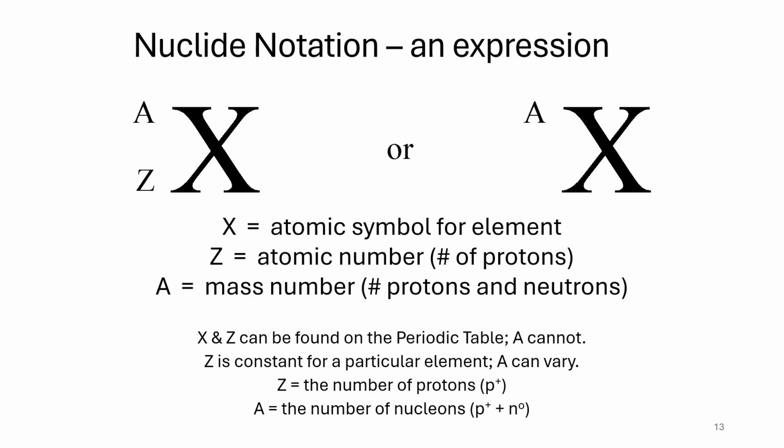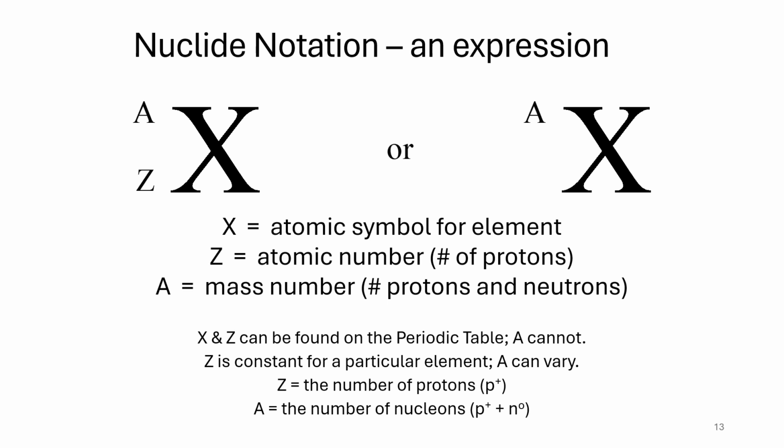The next thing is A. So this little A in the upper left-hand corner of my X, that's known as the mass number. That is the protons plus the neutrons. That is not something that you can find on the periodic table.